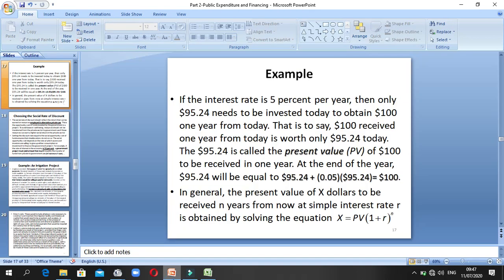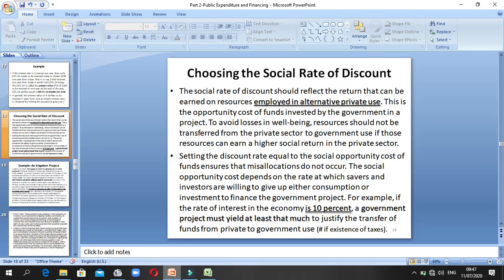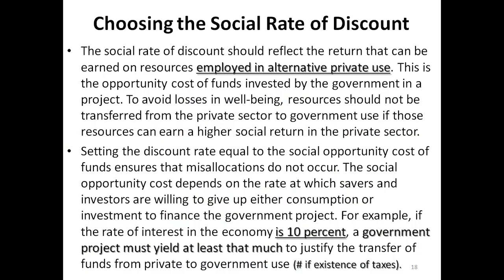Let us proceed. That's the formula. So, choosing the social rate of discount. The social rate of discount should reflect the return that can be earned on resources employed in an alternative private use. This is the opportunity cost of funds invested by the government in the project.